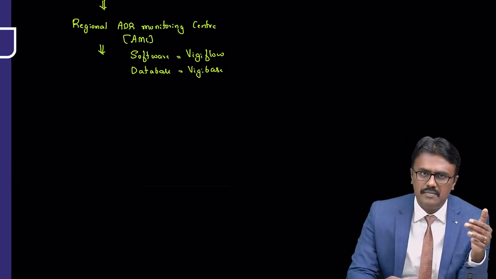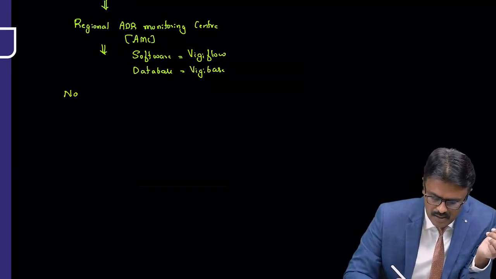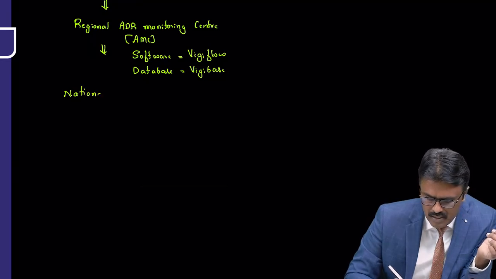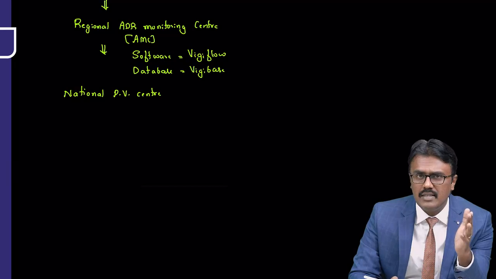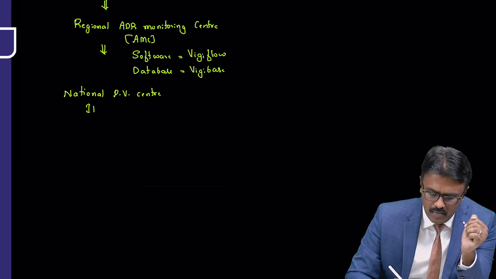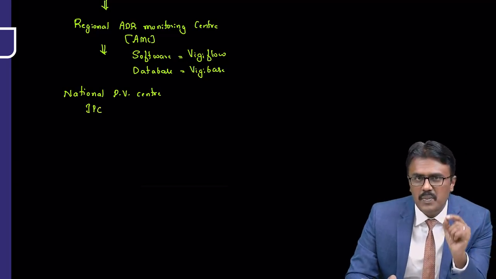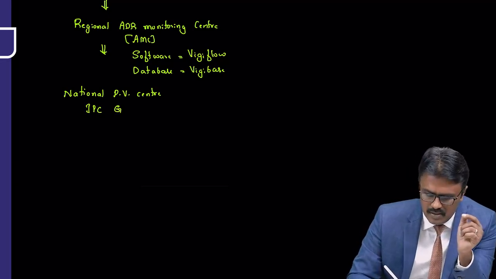Now from regional, where does it go? It goes to the National Pharmacovigilance Center. National Pharmacovigilance Center. And where is it located? It is located in Ghaziabad. So it is Indian Pharmacopoeia Commission. IPC stands for Indian Pharmacopoeia Commission and it is present in Ghaziabad.